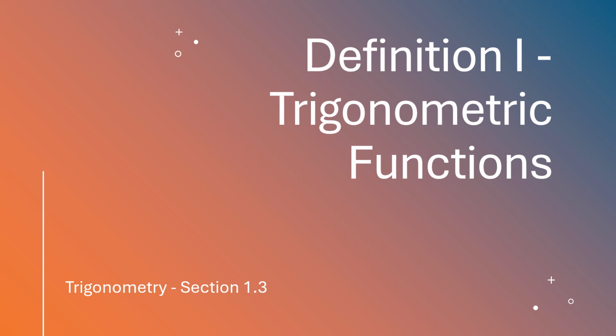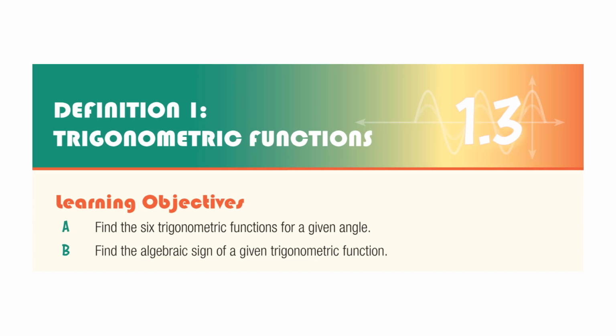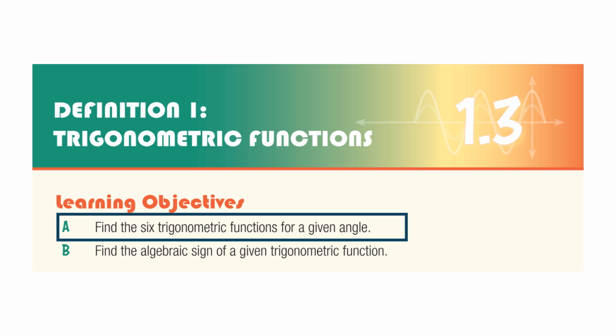Section 1.3, Definition 1, Trigonometric Functions. In this section, we have two objectives. Objective A is what we'll be looking at first: find the 6 trigonometric functions for a given angle.